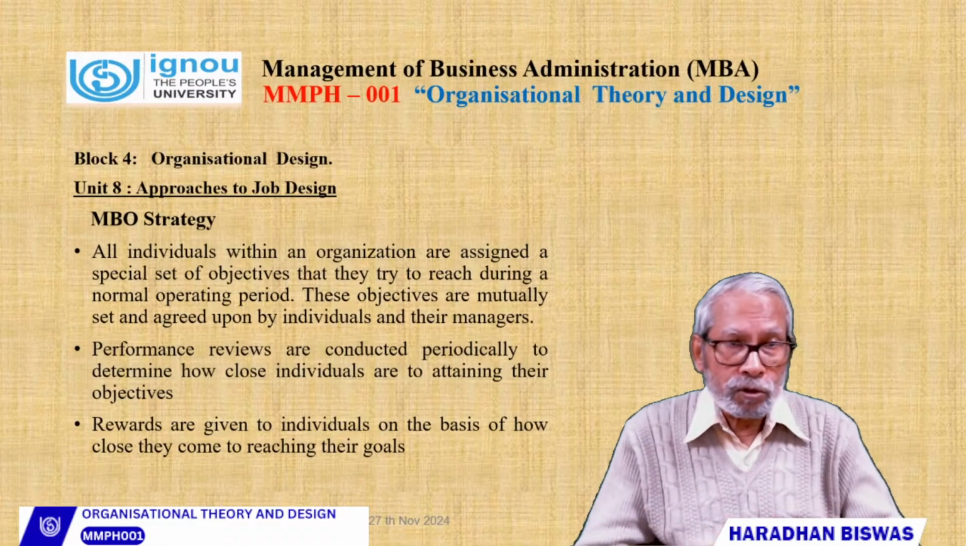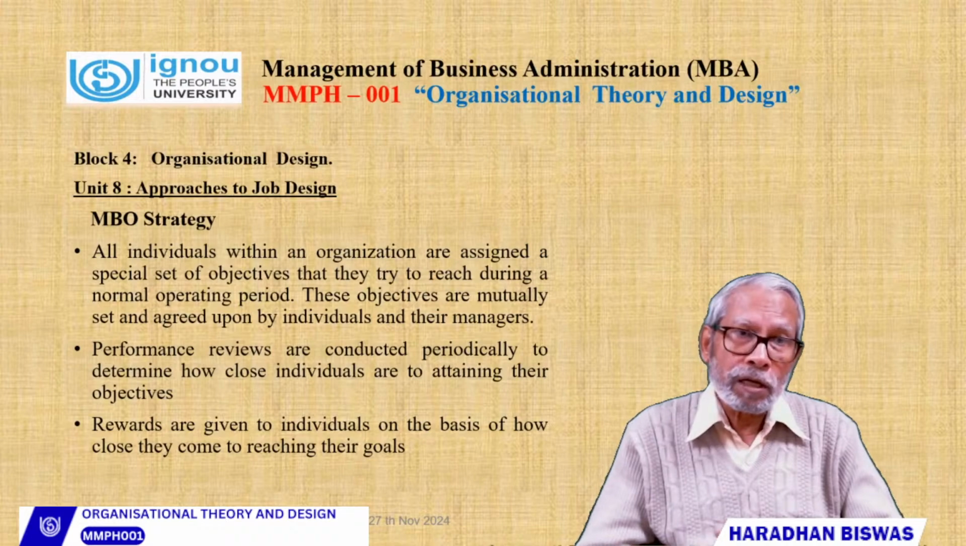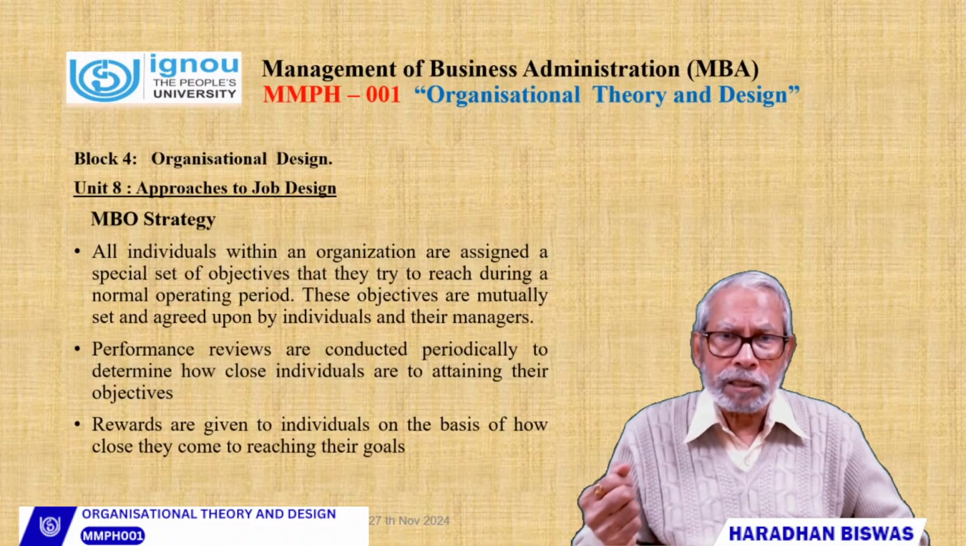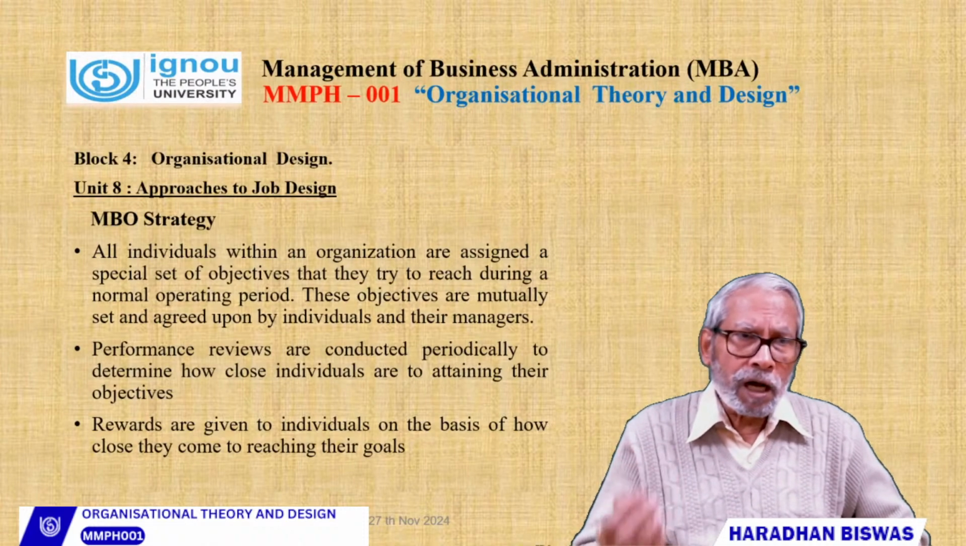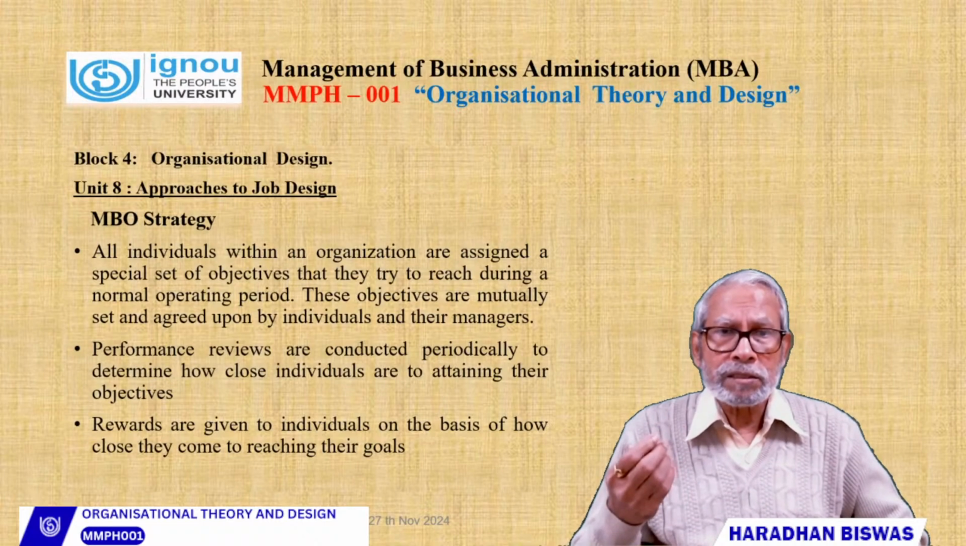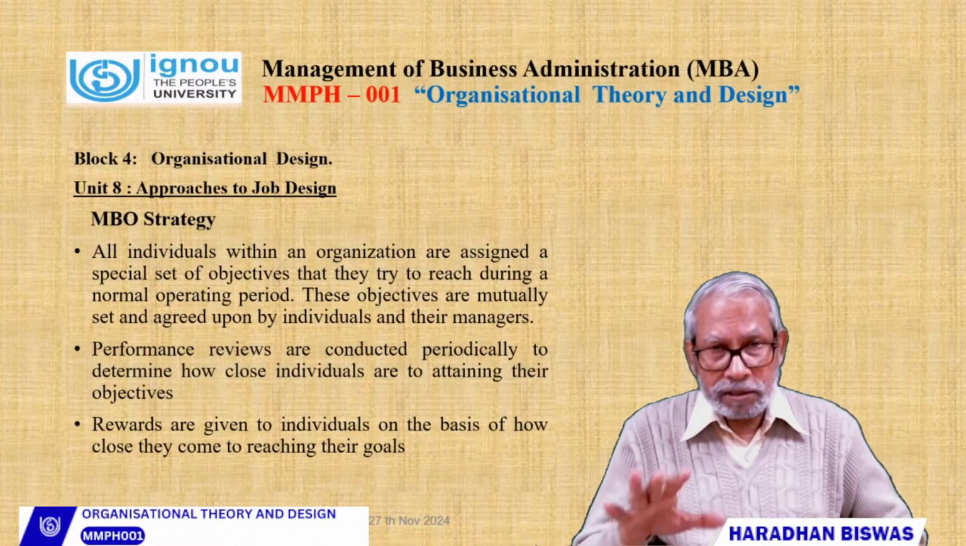Even demotions also, because if your performance is not good and you are not fulfilling the target even within the operating period, then definitely something is lacking somewhere. So objectives are mutually set and agreed upon by the individuals and their managers. That is the first strategy.